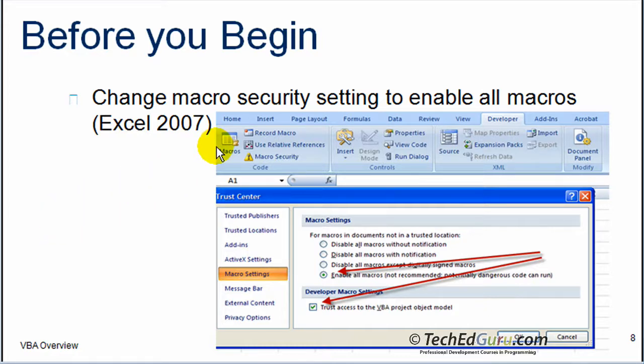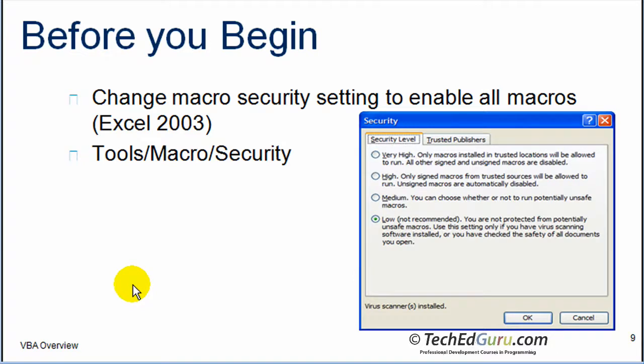If you are using Excel 2007, make sure you go to the Developer tab, select Macro Security, and select the last button, and also check this box. This will allow you to write macros. If you are using Excel 2003, then you are going to select the Security tab and select the Low Security setting. Again, this will allow you to write the macros.